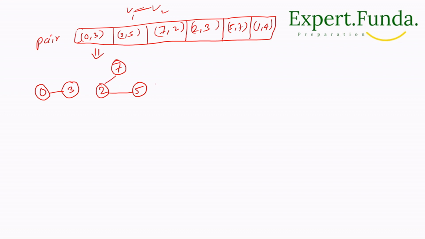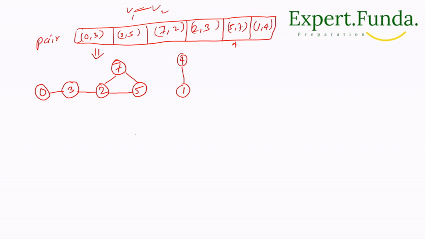Now we have 2, 3, so we can connect 2 to 3. Then we have 5, 7, so we will connect 5, 7. And now we have 1, 4, right? So I'll take 1 here and 4 here, and we can connect them. So this graph will look like this if we take these pairs.